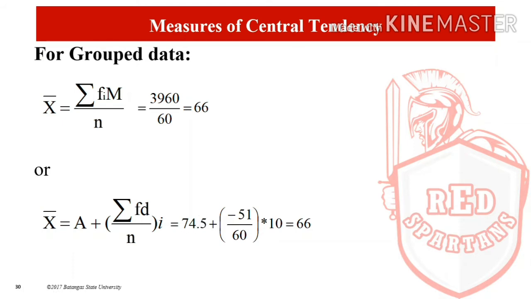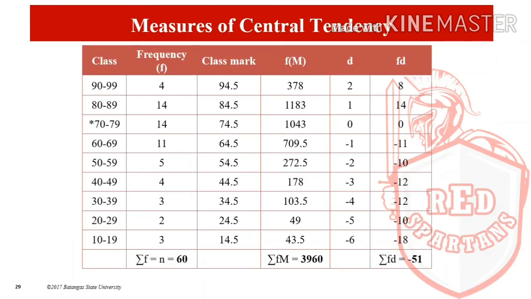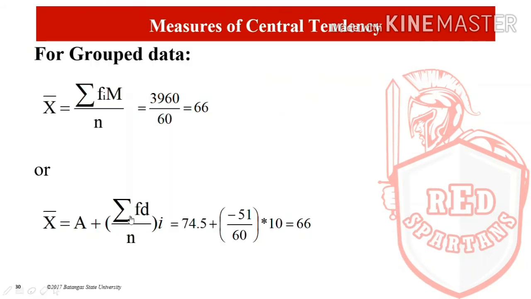So, paano ba nakuha yung 74.5? So, balikan natin yung table. So, ito yung ating class interval na merong nandito yung pang 30th na score. So, meaning yung kanyang class mark ay 74.5 or yung assume mean or the midpoint. Then, yung summation ng FD natin equivalent to negative 51. Then, N is 60. Then, class interval is equal to 10. So, makukuha natin yung 66 na X bar. So, kung makikita nyo, parehas lang yung magiging mean kahit pa magkaiba yung ginamit nating formula.